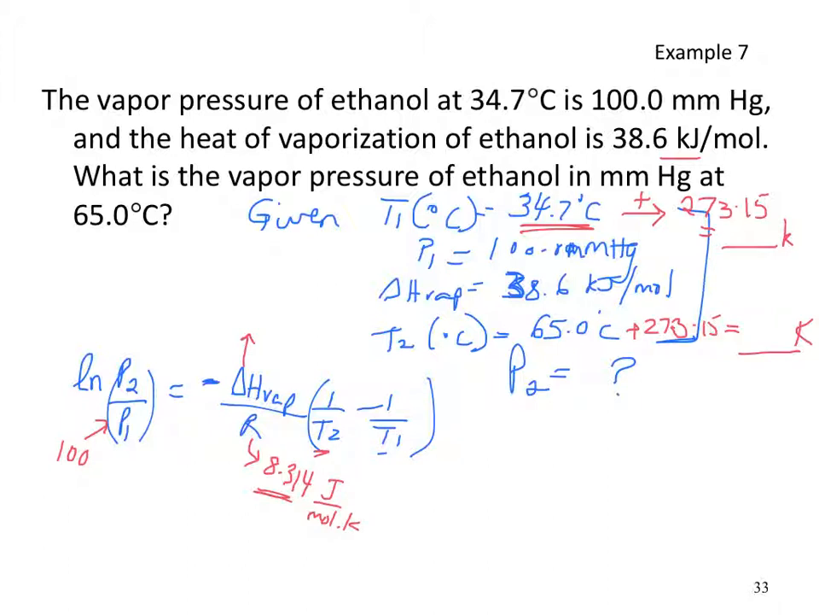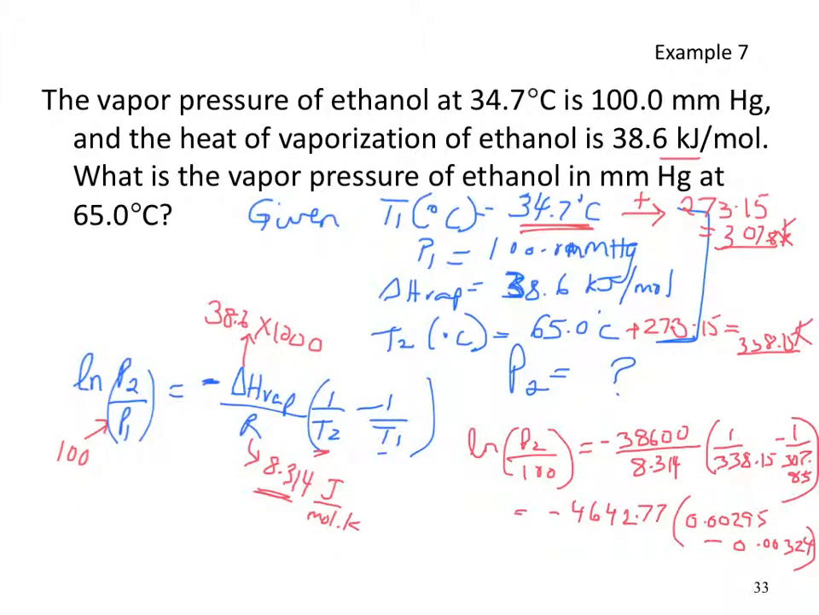So the Kelvin and Kelvin will cancel off, of course. So your number should be in joules per mole rather than kilojoules per mole. So this is going to be negative 38.6 times 1,000 here. So let's start plugging in the values and let's see what we get.